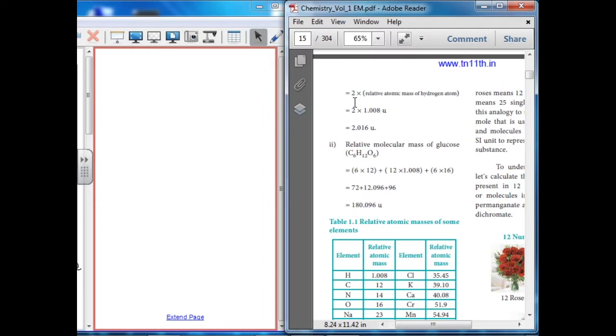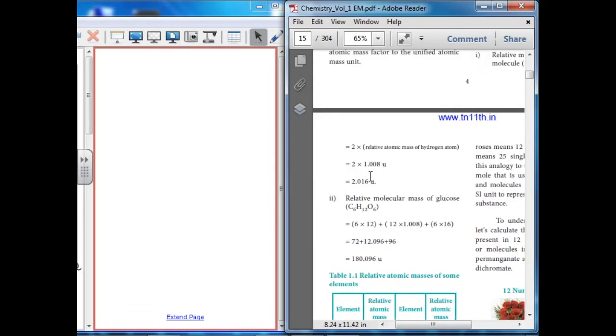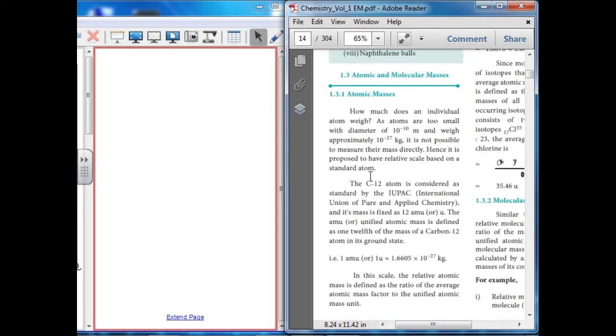Last class we discussed the importance of chemistry, classification of matter, relative atomic mass, relative molecular mass, and how to calculate the relative atomic mass and the molecular mass. Today we are going to learn the mole concept.